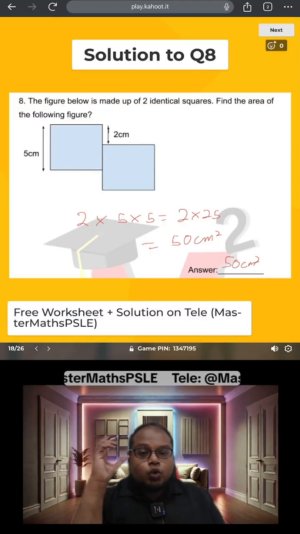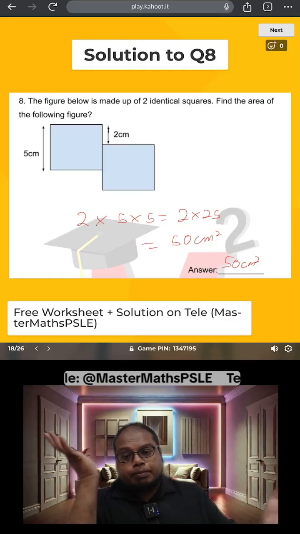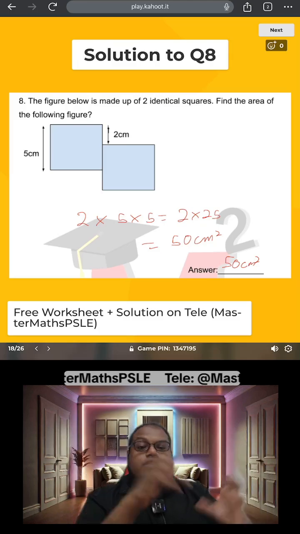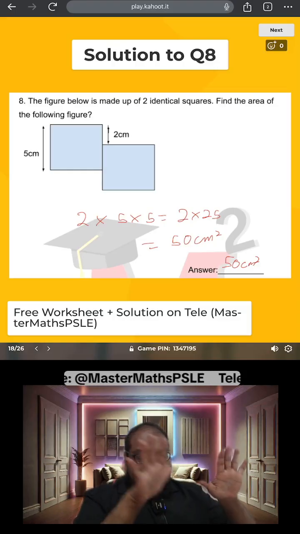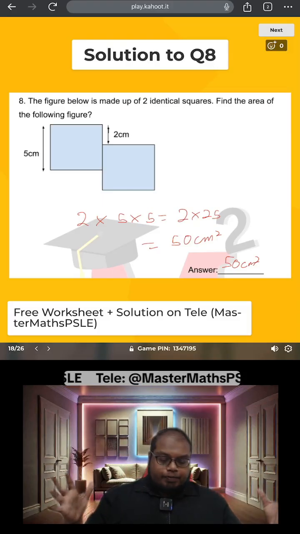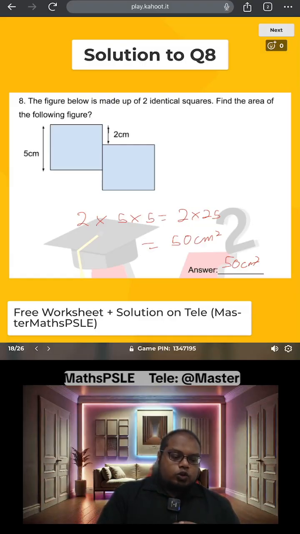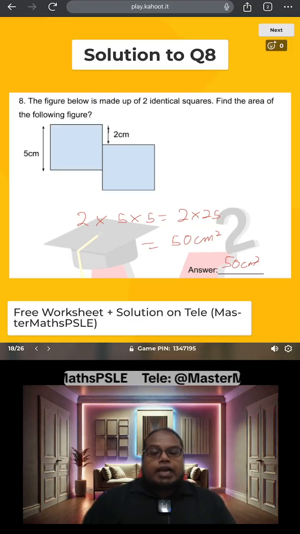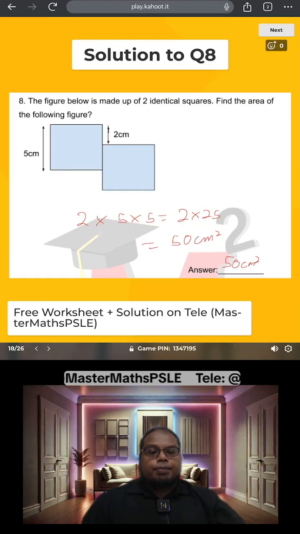Alright, so because they are two identical squares, and it's about area, it's not about perimeter. Perimeter also, depending on how you arrange, your answers will change. But area is the inside. So 2 squares, 2 areas of a square. That's why it's 2 times 5 times 5, we'll get 2 times 25, which becomes 50 cm square. If it's an area question, put cm2. But if it's a perimeter question, just put cm.